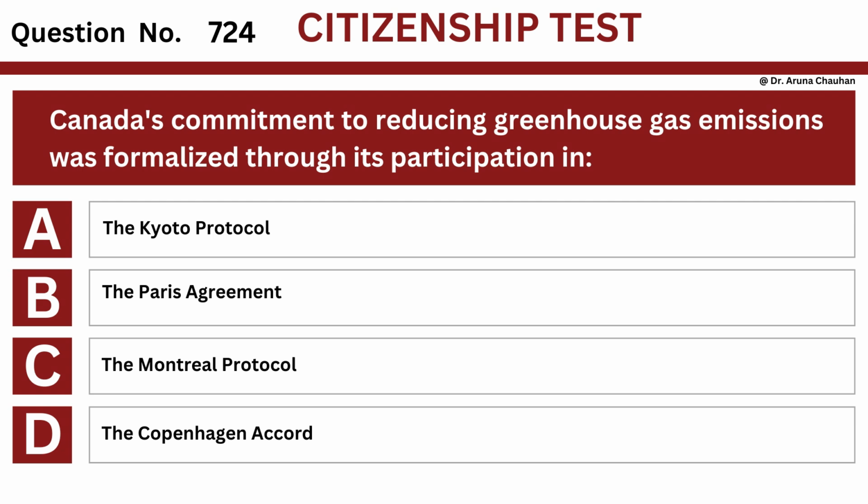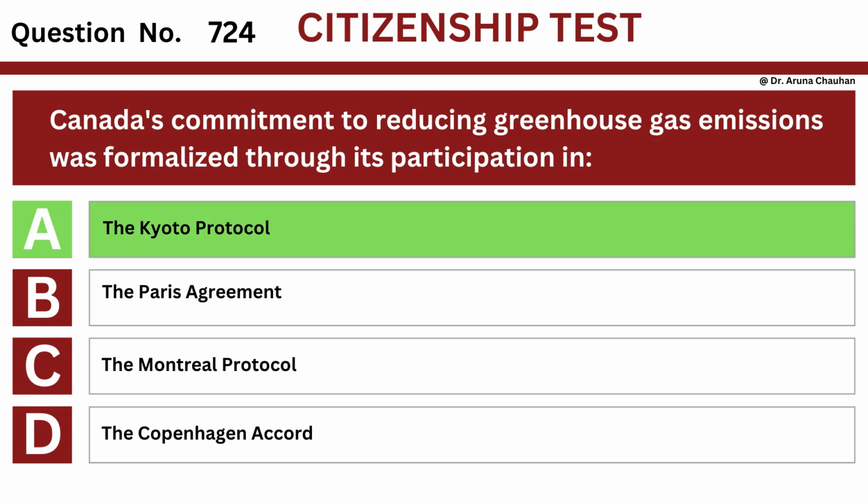Question number 724. Question: Canada's commitment to reducing greenhouse gas emissions was formalized through its participation in option A, the Kyoto Protocol. Option B, the Paris Agreement. Option C, the Montreal Protocol. Option D, the Copenhagen Accord. The answer is option A, the Kyoto Protocol.